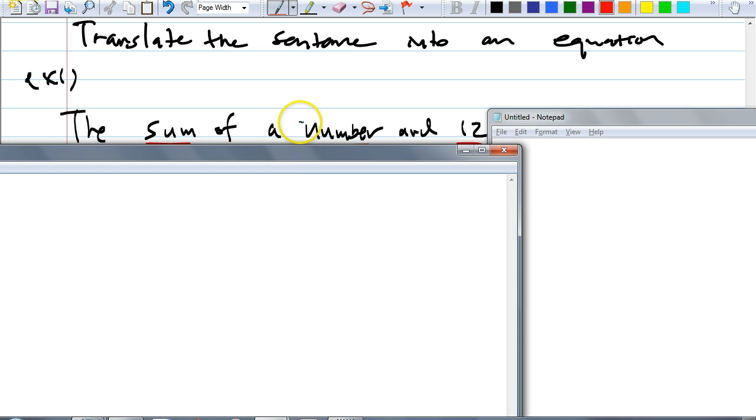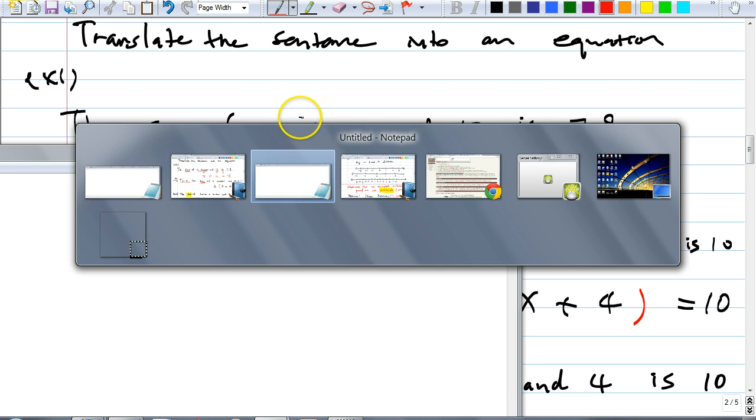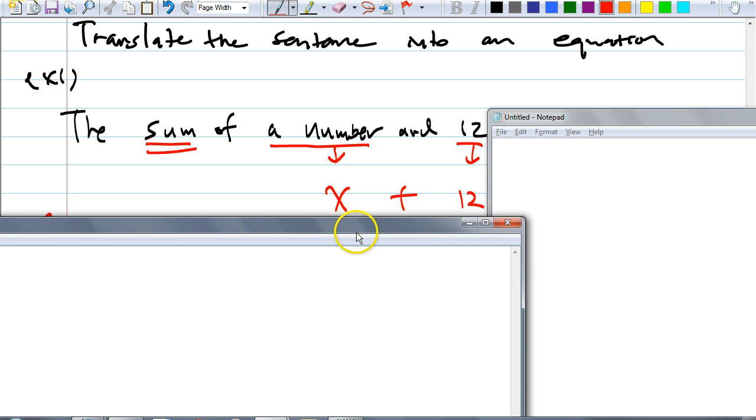Sorry, I guess my question was unclear. What I meant to say is a number would translate into x. Exactly. So the sum of a number and 12 is simply x plus 12. Very good.